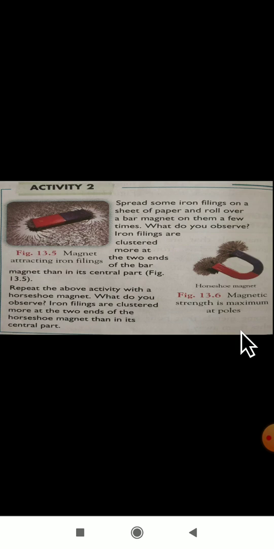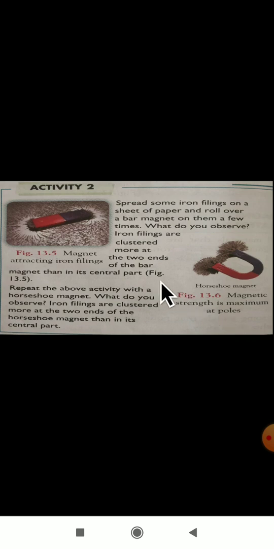Yes dear students, here there is one activity. Let us see this activity. Spread some iron filings on a sheet of paper and roll a bar magnet over them a few times. What do you observe? Iron filings are clustered more at the two ends of the bar magnet than in its central part. Repeat the above activity with a horseshoe magnet.